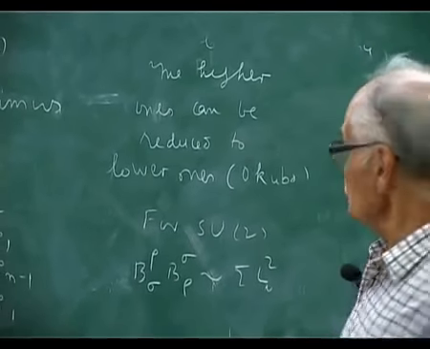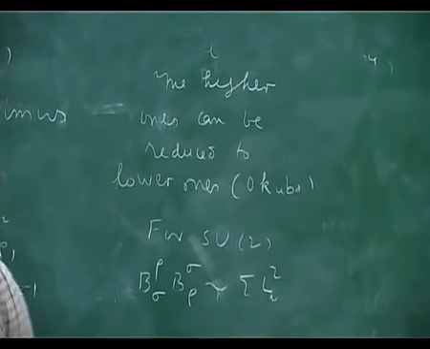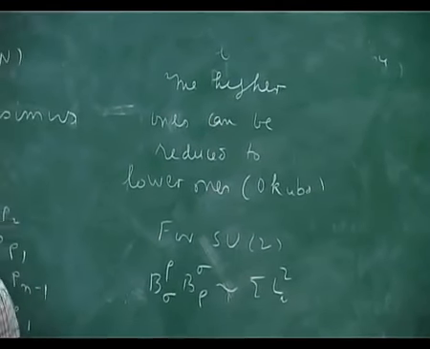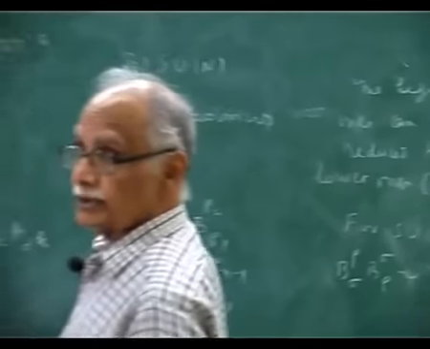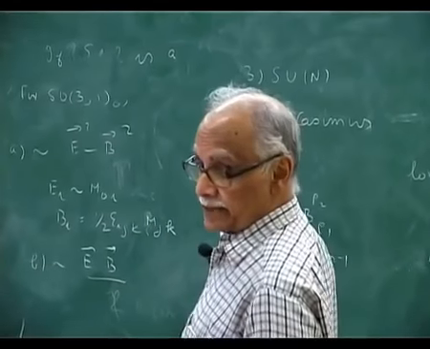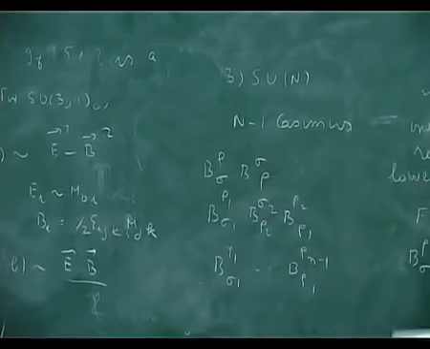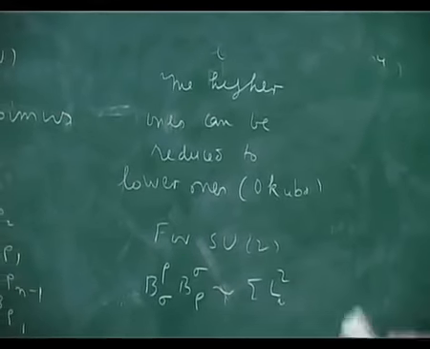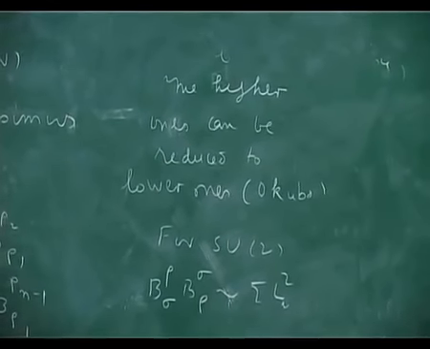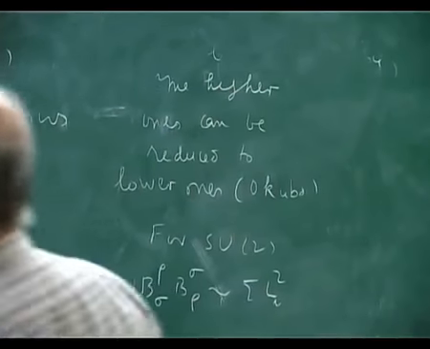For SU3, you have two Casimirs, which I wrote down here. This and this, the quadratic and the cubic Casimirs, and they come in quark physics, for example. Then it goes on like this. SU4 you get more and so forth. If you do SU5, people do grand unified theories based on SU5. That has 4 Casimirs, and what is the use of the Casimirs?